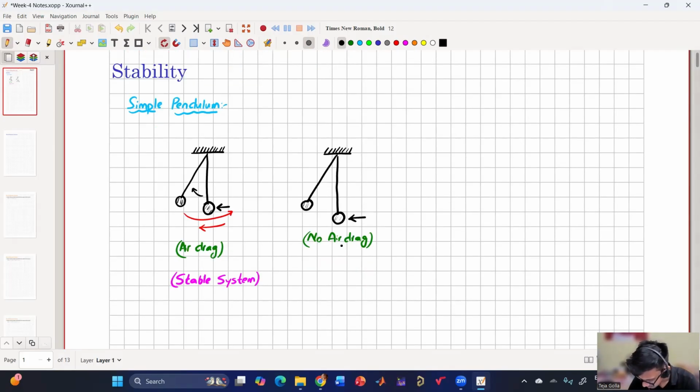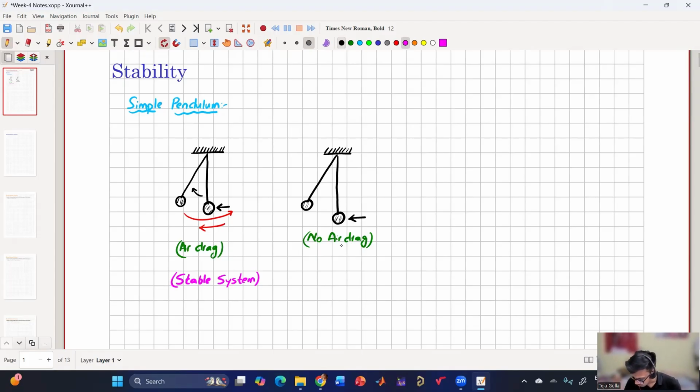Because there is no air drag, it will keep on oscillating. Depending upon the perturbation, the oscillation distance can increase. If I give more force, then it will oscillate more. If I give less force, then it will just oscillate around that point. So in this case, the system is neither unstable nor stable, because it is neither coming towards the initial point nor going away from the initial point. It is in fact oscillating around the operating point.